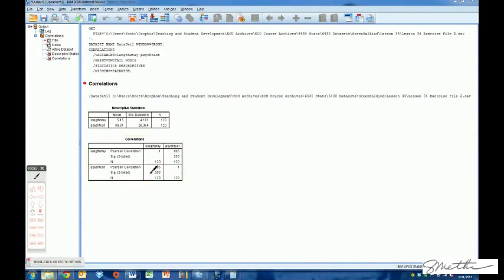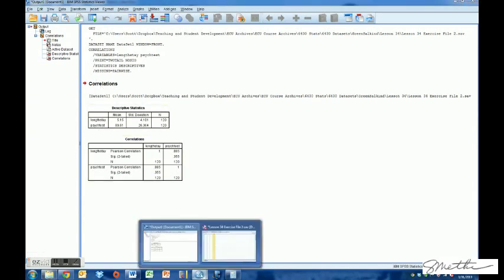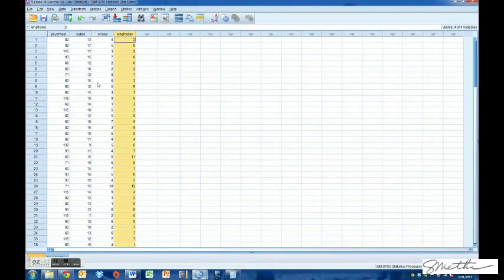I can't even say a significant correlation because, let's take a look at what we're looking at here. We're looking at the strength of the relationship. A correlation looks at the strength of the relationship. So the question would be, is this a strong relationship? The answer obviously would be no.